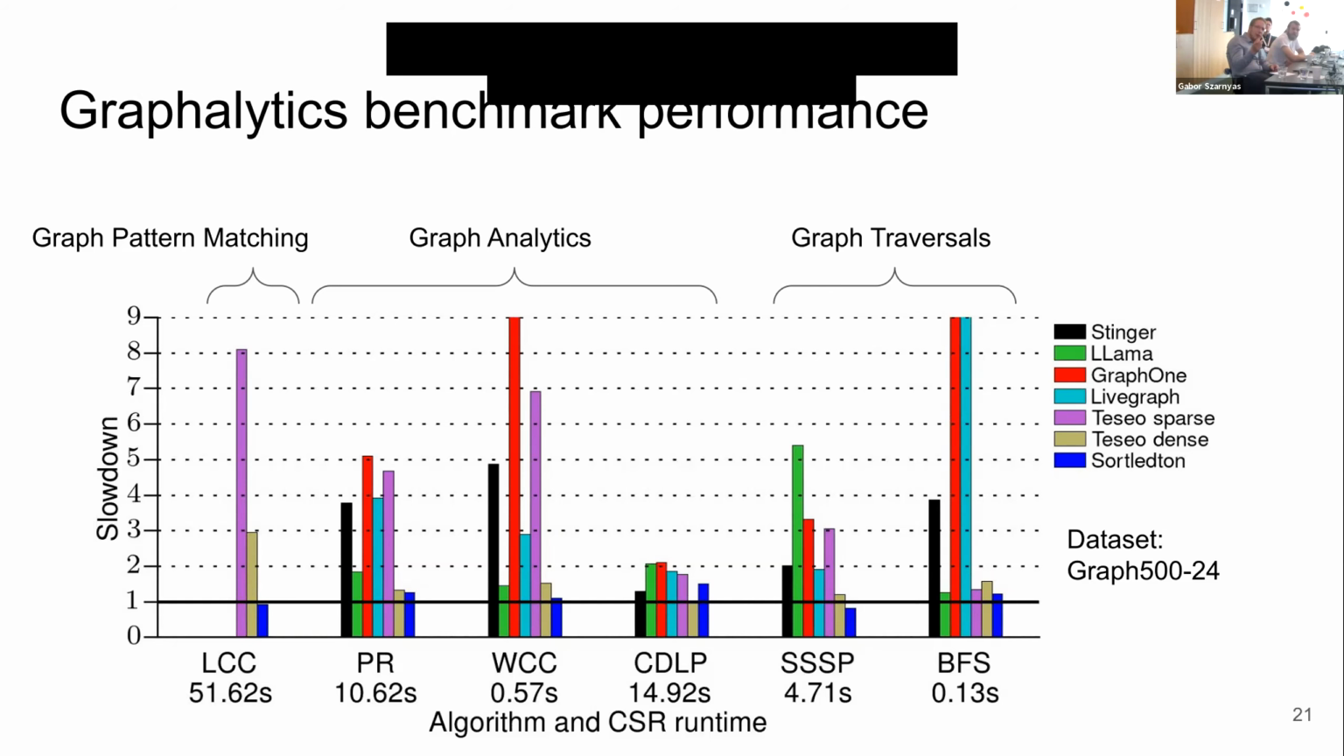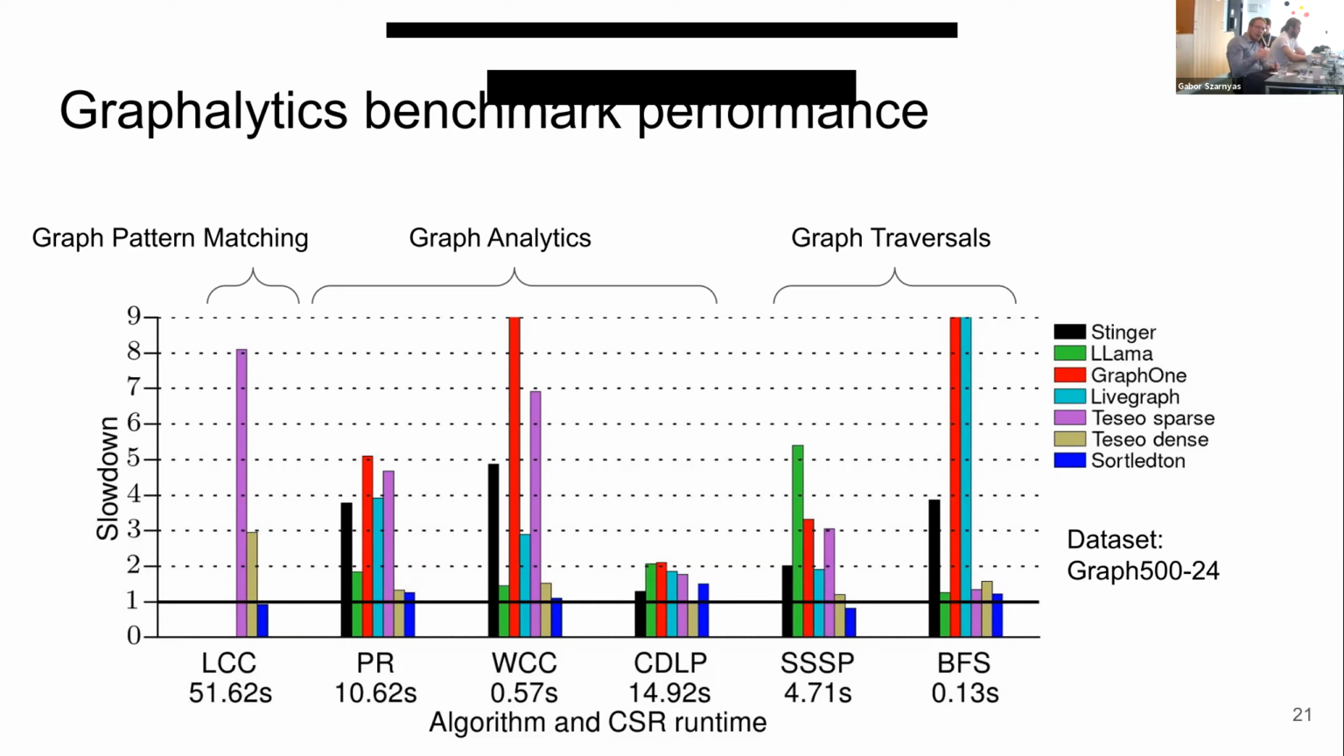I would like to focus on graph pattern matching for a second. Graph pattern matching is the most interesting. That is local clustering coefficient here, which is triangle counting. And as we see, Sortledton has no overhead. Teseo has a slight overhead for dense vertices, and a high overhead for sparse vertices because they need to do translation during the computation. And all the other data structures can't finish within an hour, while CSR can finish within less than a minute. And that's the difference of having intersection support.